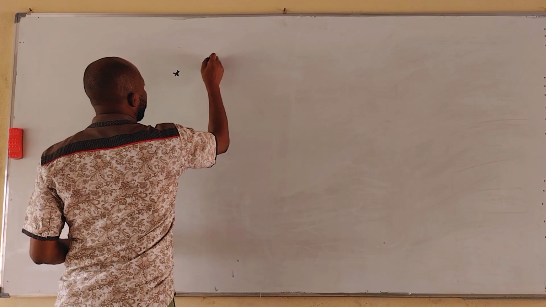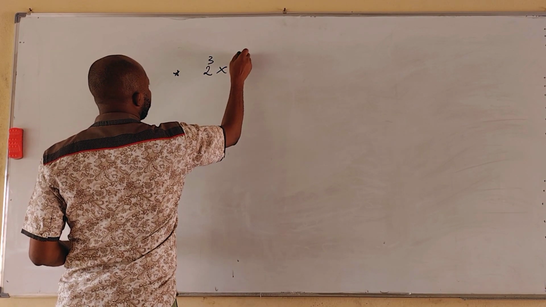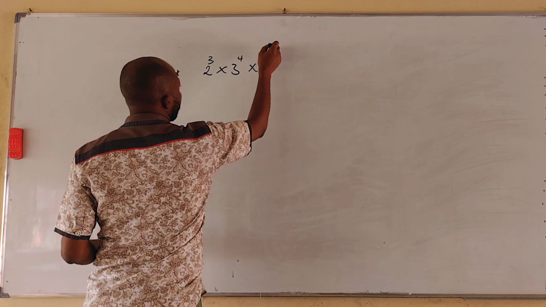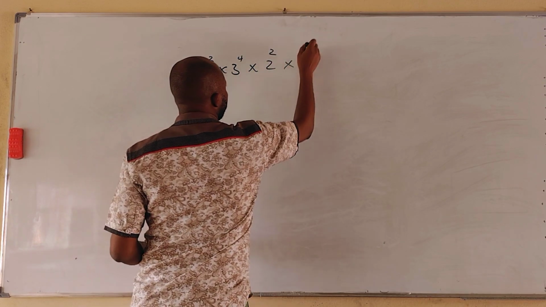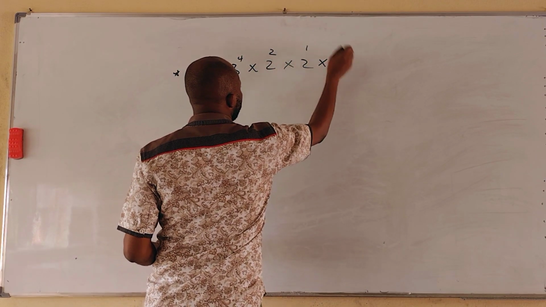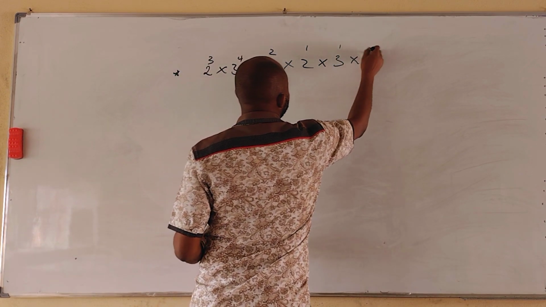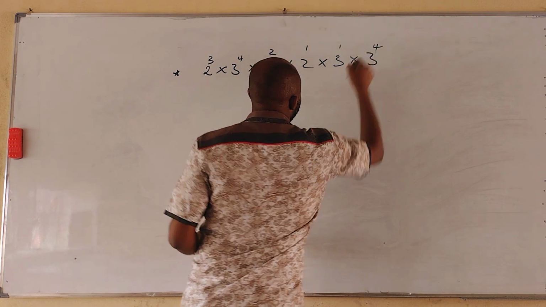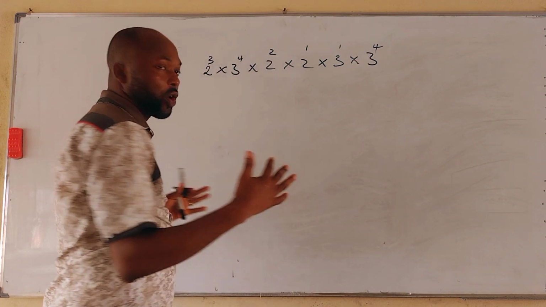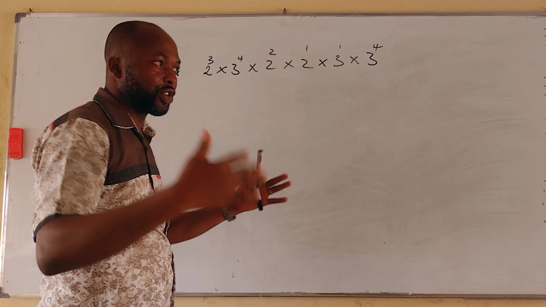2 raised to the power 3 times 3 raised to the power 4 times 2 raised to the power 2 times 2 raised to the power 1 times 3 raised to the power 1 times 3 raised to the power 4. I will bring them all together by regrouping them.